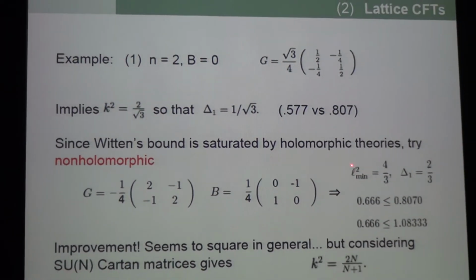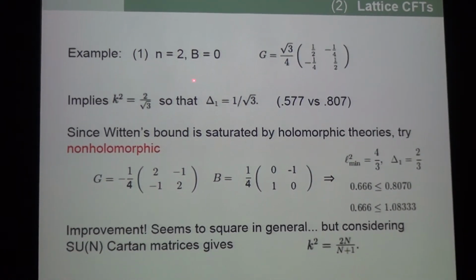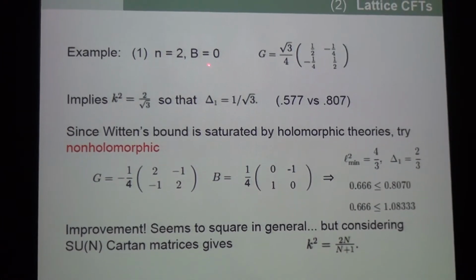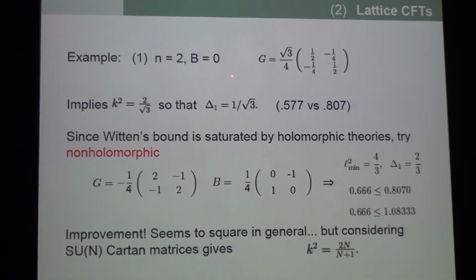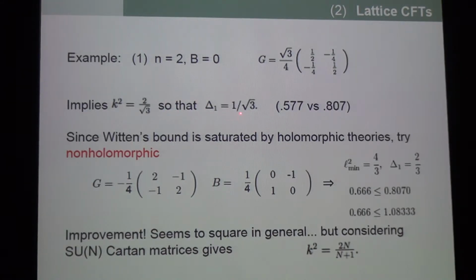So the results. Well, in the simplest case, when we did a vanishing B field, which would correspond to holomorphic CFTs, we found that the largest we can make delta 1 is something like 1 over square root of 3. By turning on these B fields, we found a nicer lattice for compactification, where we found a smallest conformal dimension delta 1 corresponding to 2/3. That's an improvement, I would say.